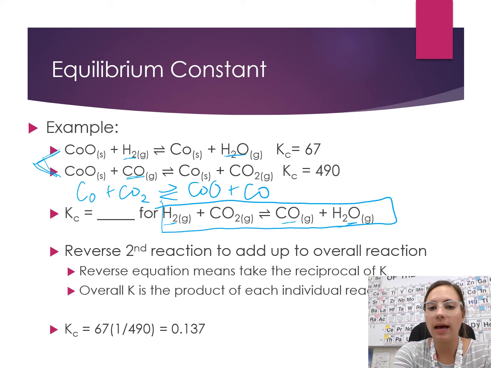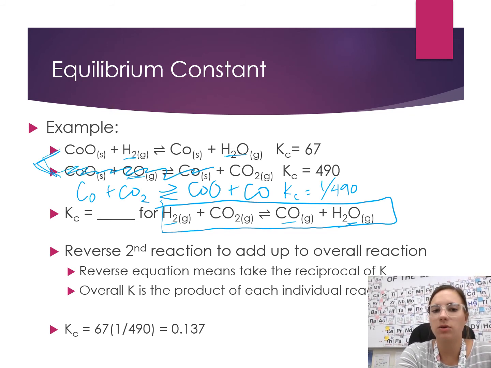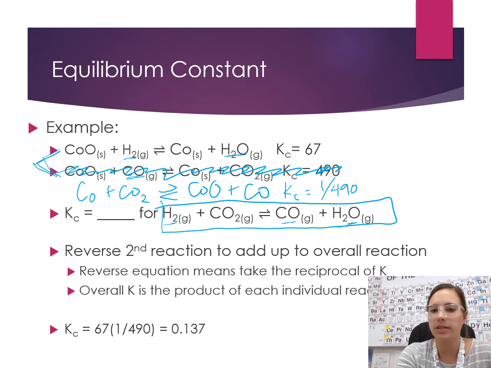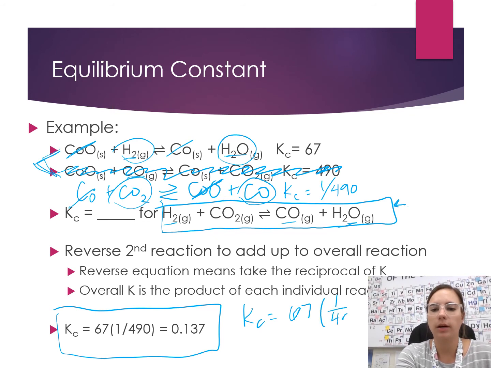And when I do that, I know that I take the reciprocal. So it's 1 over 490. Sometimes I even cross the original out so that I don't use it. Now, when I combine these two reactions, cobalt cancels, cobalt oxide cancels, and I'm left with H2 plus CO2 yields H2O plus carbon monoxide, which is my overall reaction. So then my new K value is equal to the original K values, and I'll rewrite this, times 1 over 490.